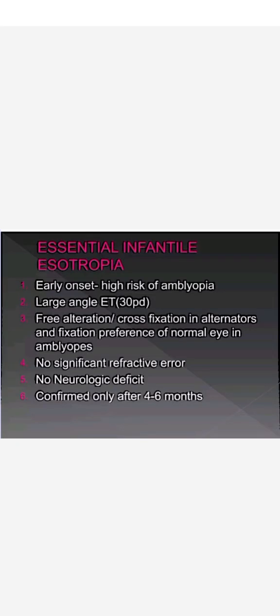Now we are going to study essential infantile esotropia: early onset, high risk of amblyopia, large angle of 30 prism diopters, free alternation, cross fixation in alternators, and fixating preference of the normal eye in amblyopia. No significant refractive error, no neurological defect, confirmed only after 4 to 6 months. This picture is showing infantile esotropia.